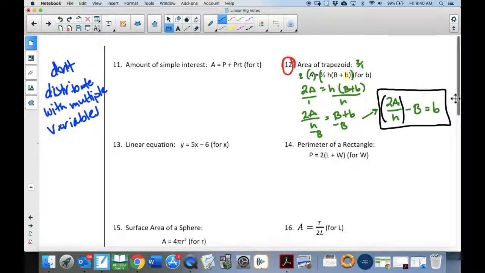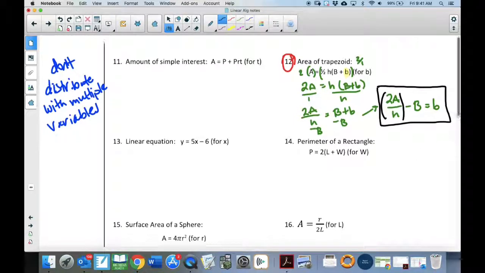Okay, so that's how we solve literal equations. This is a really important skill in your science classes. I teach physics. We do this every day. It's just really important to be able to manipulate the equations and move things around.